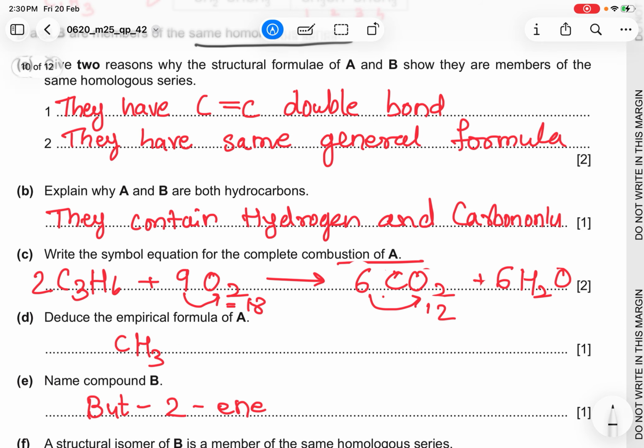Explain why A and B are both hydrocarbons. They are hydrocarbons because they contain hydrogen and carbon atoms only.